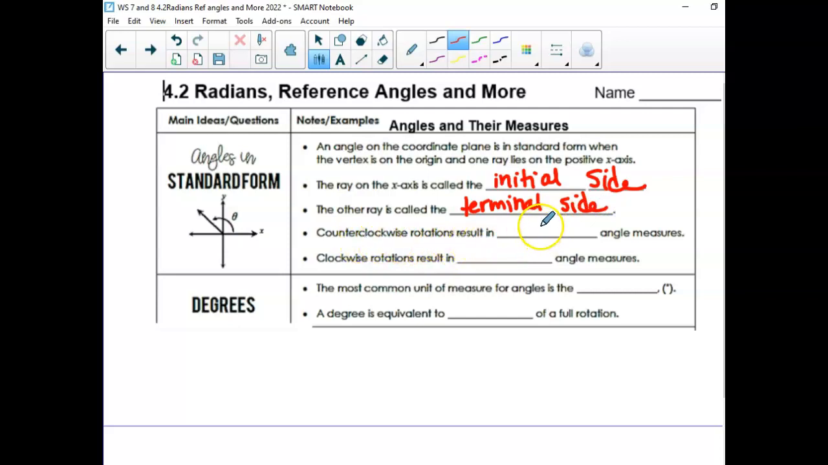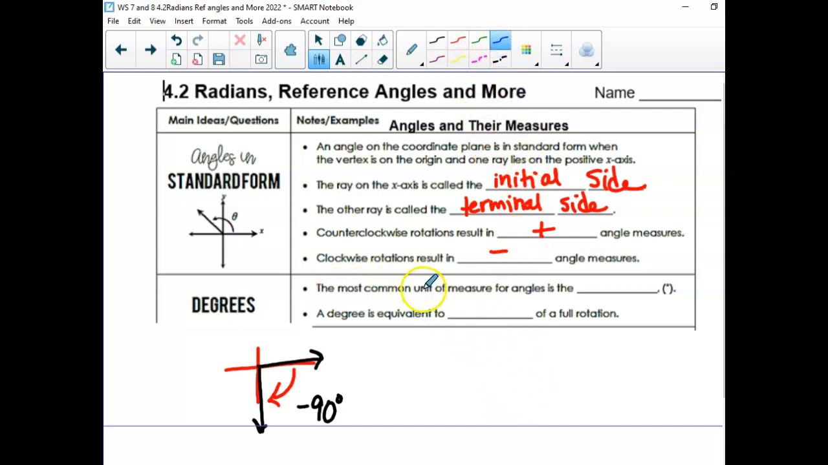Counterclockwise rotations result in positive angle measures, and clockwise rotations result in negative angle measures. So if we decided to go this way, anybody tell me what that would measure? Right, -90. Good job, guys. I didn't ask that question very well. But when we rotate this way, it's negative. Is everybody okay? Before I spend 10 minutes explaining something that you do understand, I just didn't ask the question well.